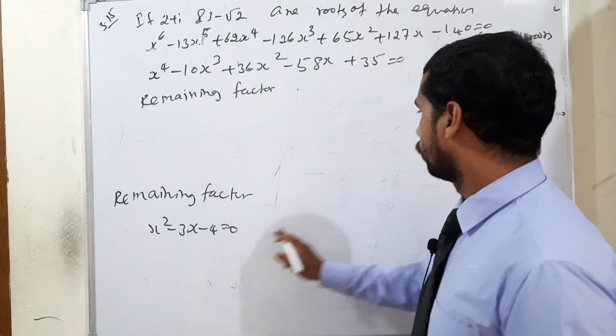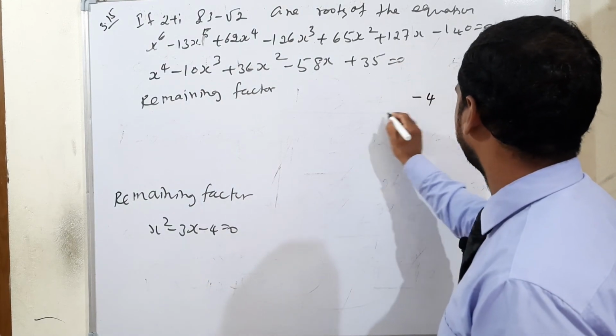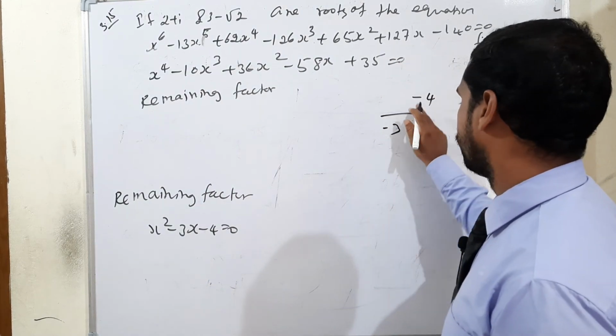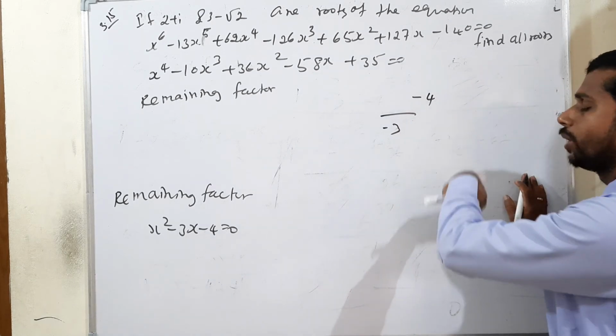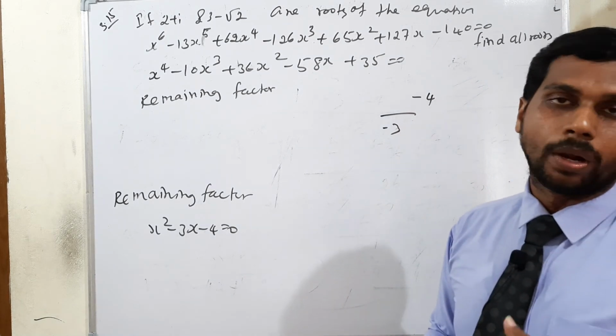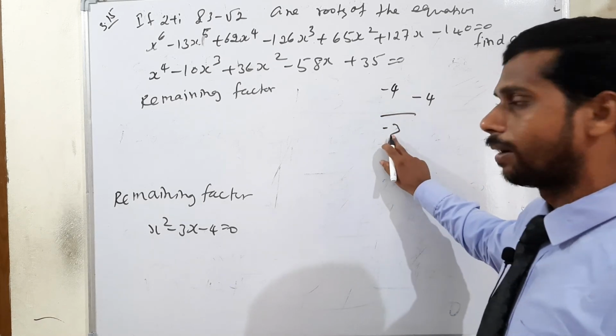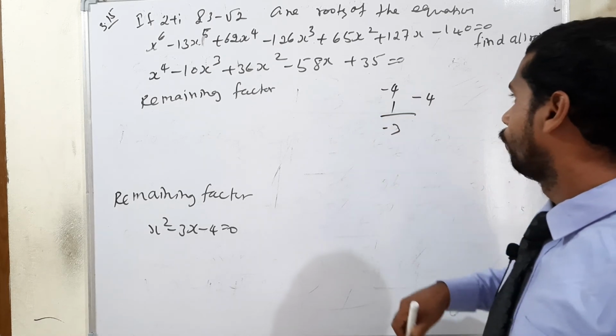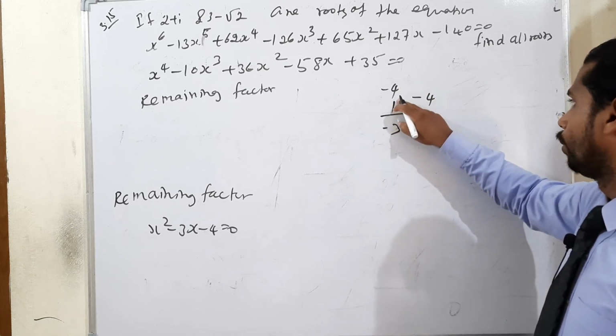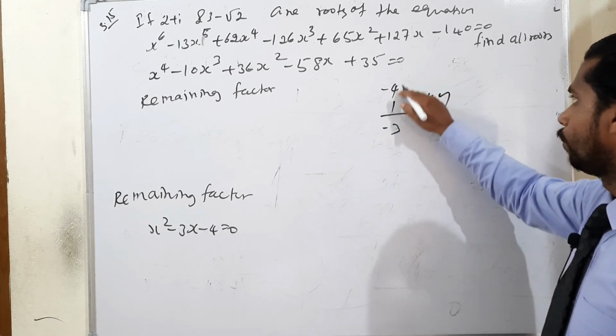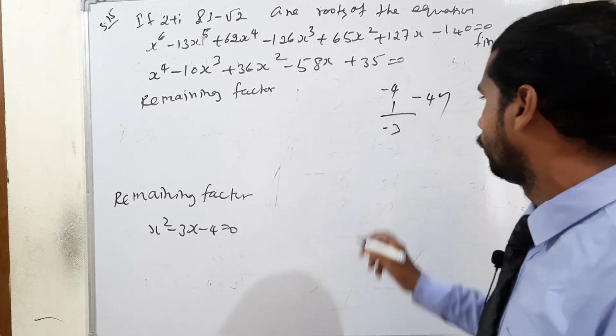Now the sum product rule: product means minus 4, sum means minus 3. Already told you, if you have a negative product, it means select 2 numbers, 1 positive and 1 negative. Simply we can say the bigger number gets the negative sign, because the sum is negative. Negative 4 and positive 1. Now look at there, negative 4 into positive 1 means negative 4. Negative 4 plus 1 is equal to negative 3.